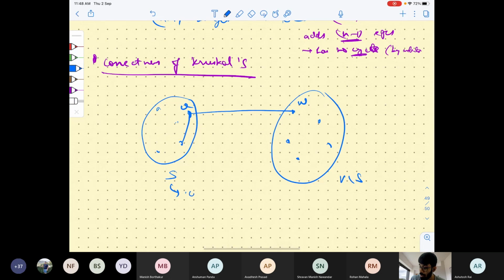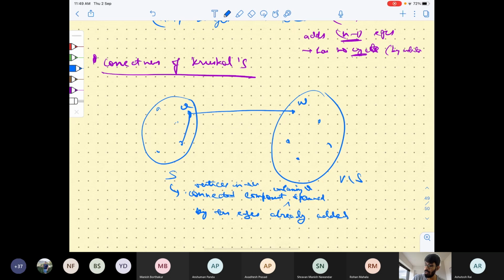Let S be the vertices in the connected component spanned by the edges already added, the connected component containing V. Good. So now we want this to be connected.